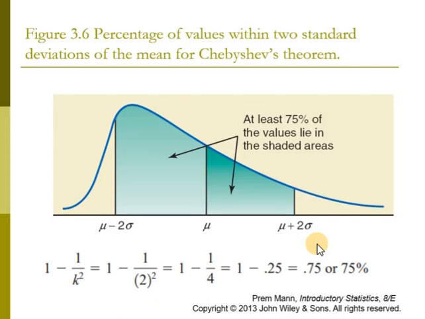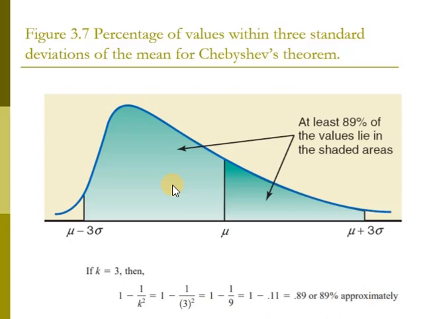For example, if k equal to 2 here, this is k equal to 2. Therefore, if you replace k with a 2 here, you'll get 0.75 or 75%. So according to Chebyshev theorem, at least 0.75 or 75% of the values of a data set lie within 2 standard deviations of the mean. This is shown in this figure. If k equal to 3, then you'll get 0.89 or 89% approximately. According to Chebyshev theorem, at least 89% of the values fall within 3 standard deviations of the mean, as shown in this figure.